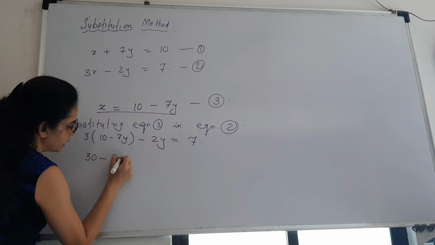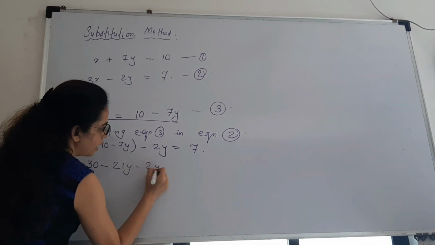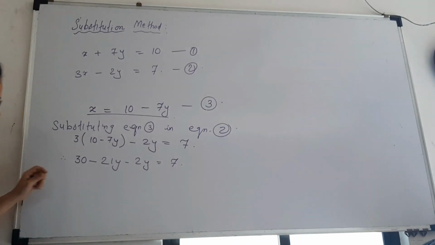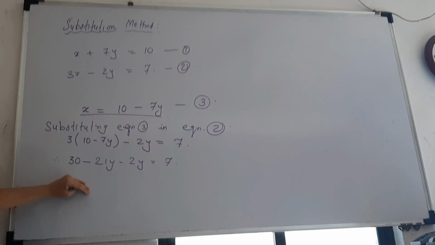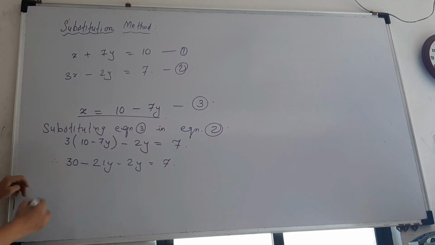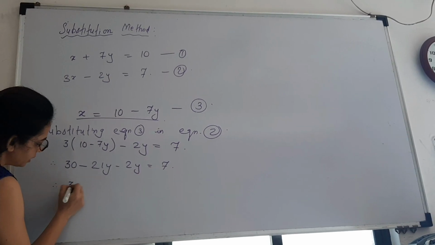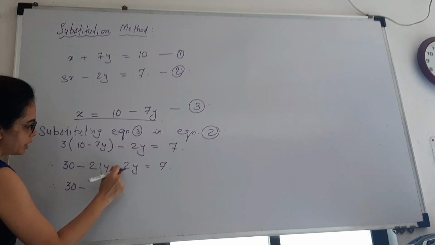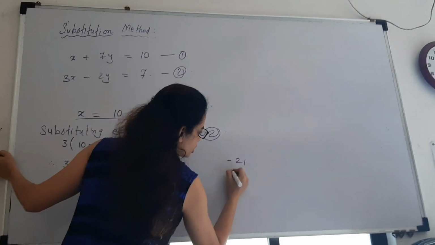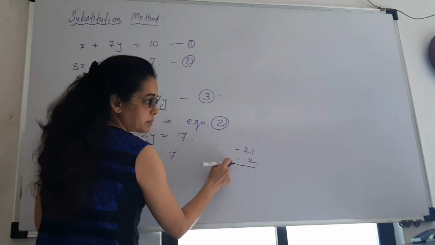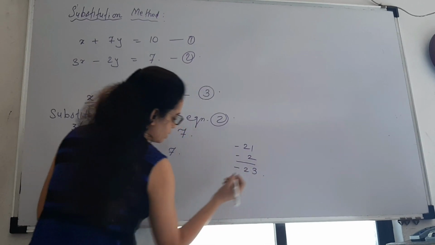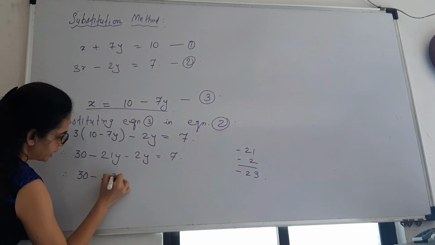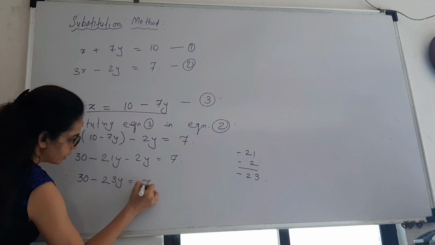7y minus 2y equals 7. Now this one you very well know how to solve, a linear equation in one variable. The variable here is y. So here it is going to be 30 minus 21y minus 2y. You know how to do this one? Minus 21 minus 2: same sign, keep the same sign and add the numbers. So it's going to be minus 23y is equal to 7.